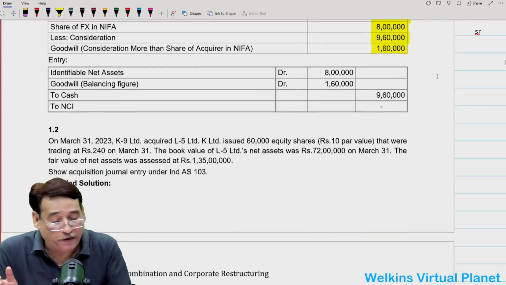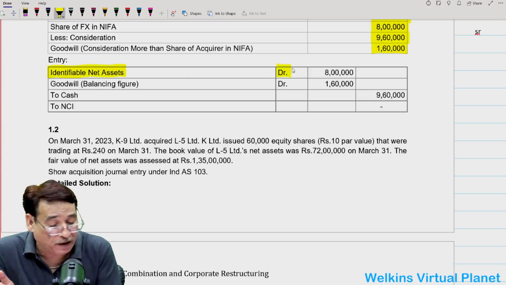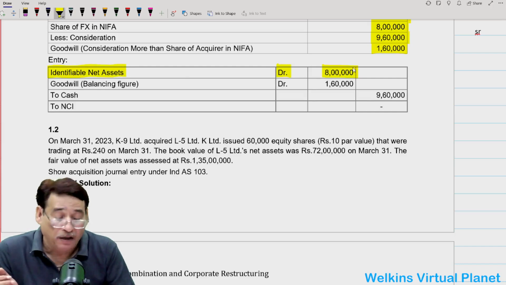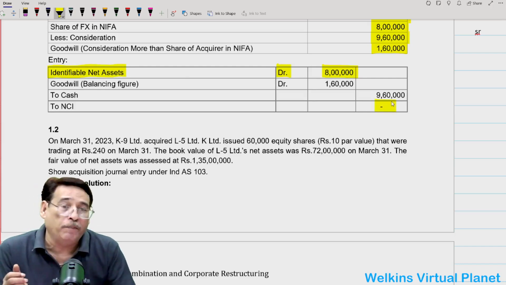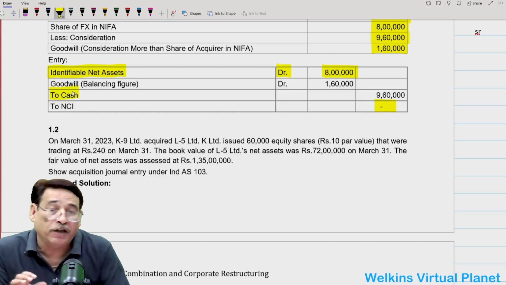Then as far as entry is concerned, you will write this entry: net identifiable asset account debit 8 lakh. Correct? If in this question there would have been NCI, you would have written to NCI, and then you write to cash. I have written here to cash.